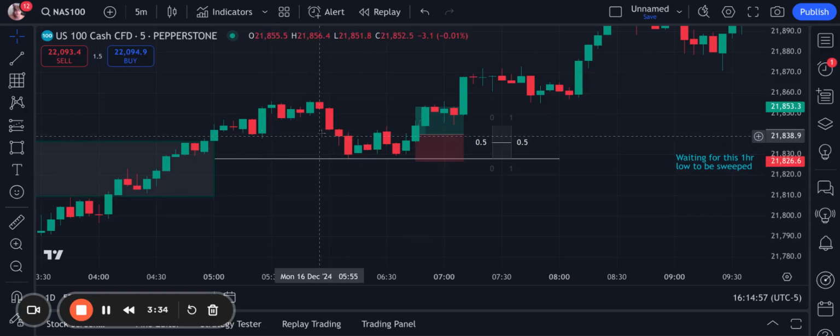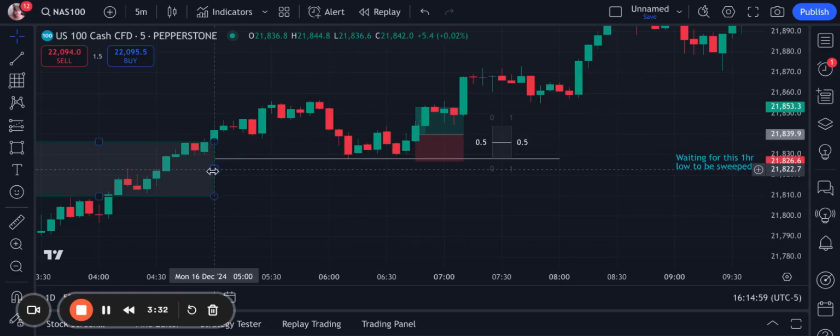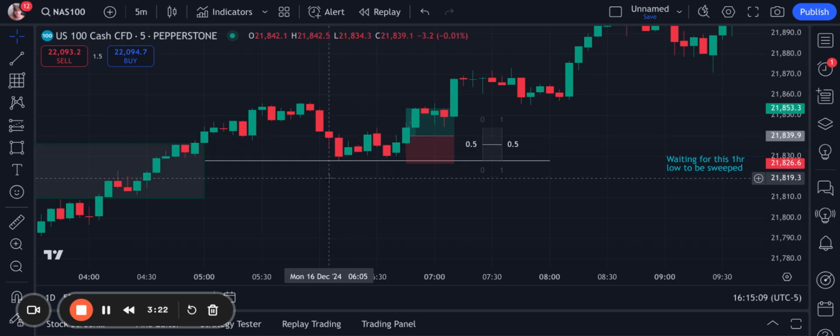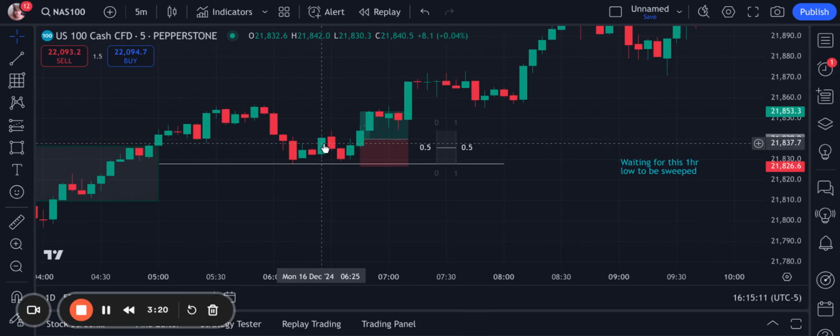So price then entered into this 1 hour fair value gap and they gave us a bullish break of structure on the 5 minute time frame here. This bullish candlestick broke this high right here. So after price broke this high, I was then waiting for price to re-enter into the area where price had previously just filled orders.